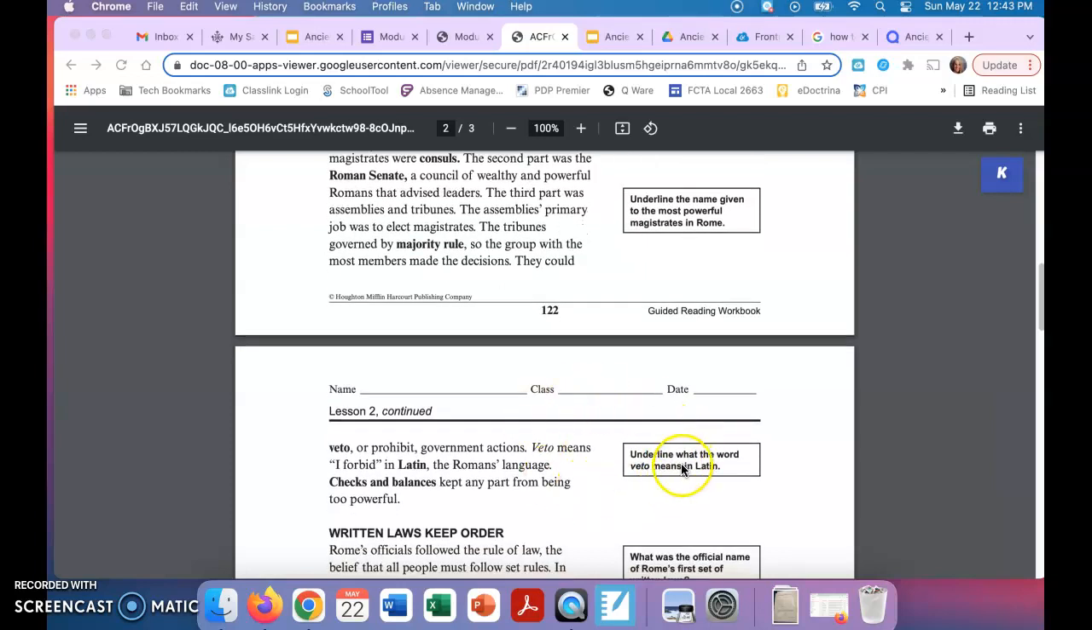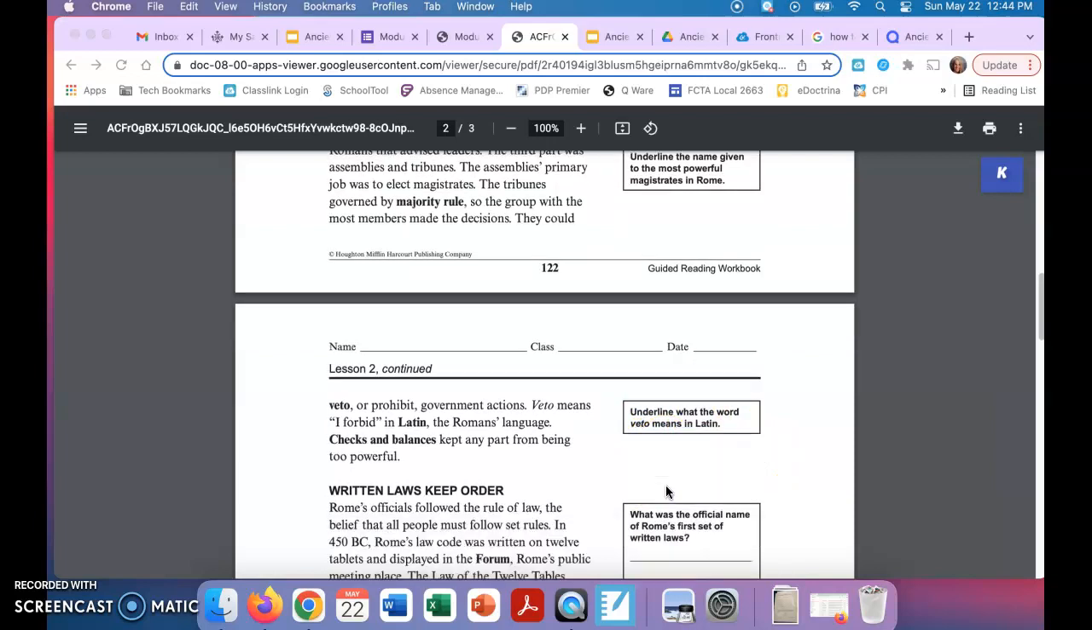On the next page, it's asking you to underline what the word veto means in Latin. So I have to finish at the bottom of page 122 first. They could veto or prohibit government actions. Veto means I forbid in Latin, the Romans' language. Checks and balances kept any part from being too powerful. Again, you're going to underline what the word veto means in Latin.